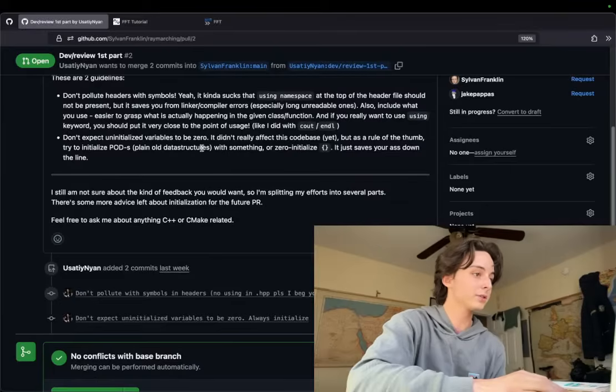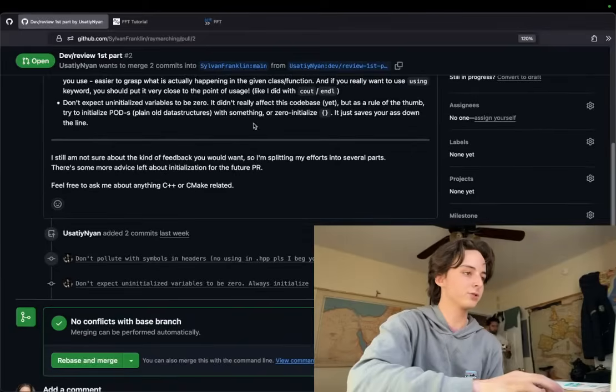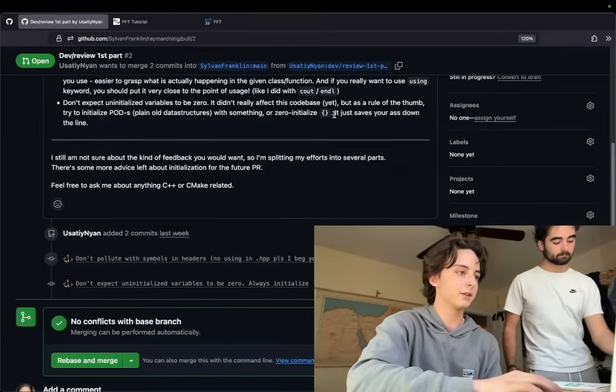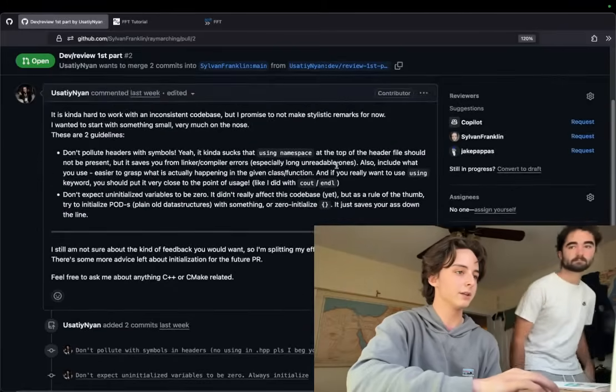I didn't expect uninitialized variables to be 0. It didn't really affect the code base yet, but as a future rule of thumb, try to initialize PODs, plain old data structures, with something, or zero initialize, as it just saves your ass down the line. That is a good point, yeah. And this is a great point.